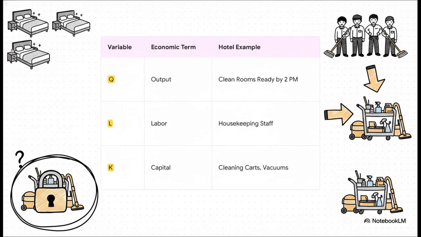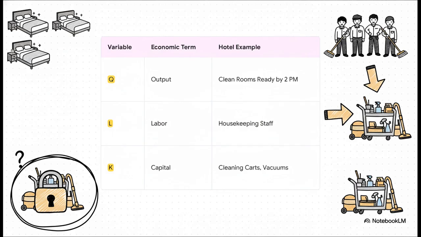Okay, so let's imagine we're running a hotel. What's our output, our Q? It's the number of clean rooms we have ready by 2 p.m. for check-in. Simple. Our labor, L, is our housekeeping team. And the capital, K, well, that's all the stuff they use, the cleaning carts, the vacuums, the big stacks of linens. So if you want more clean rooms, you've got two choices. Hire more housekeepers or buy more carts. Maybe get some of those super fast, high-powered vacuums.